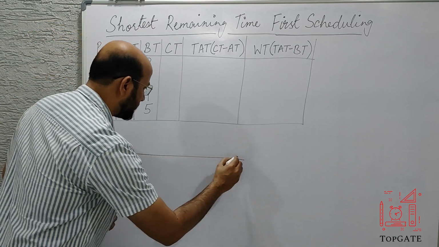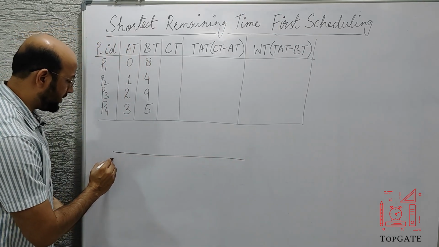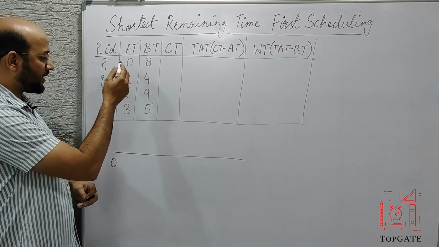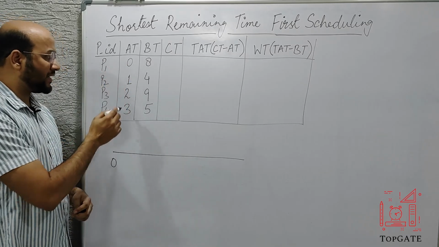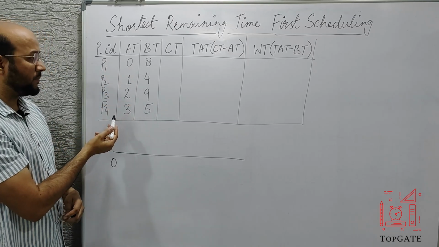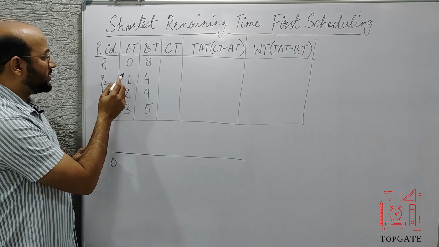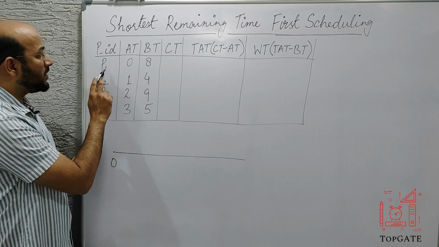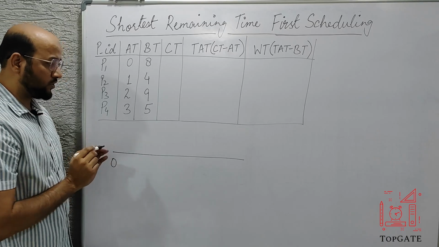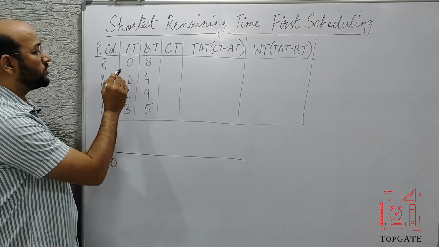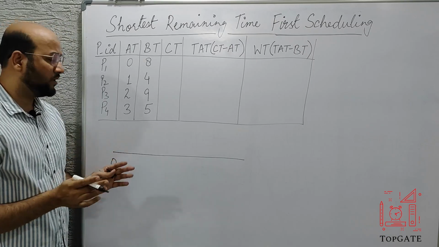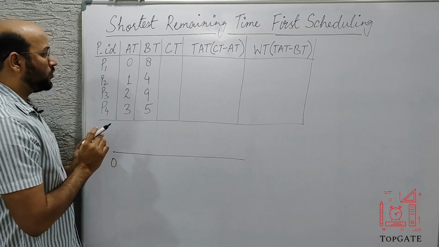So I'll draw the Gantt chart here. Initially we are at time 0, and first of all I'll see which processes are coming into the RAM at time 0. This is the time at which the processes are getting into the RAM. If we see this one, we can see that P1 is coming at time 0 into the RAM. So at time 0 there is only one process in the RAM. We don't have any option right now. We don't have any competition. We just have to schedule P1 right now.